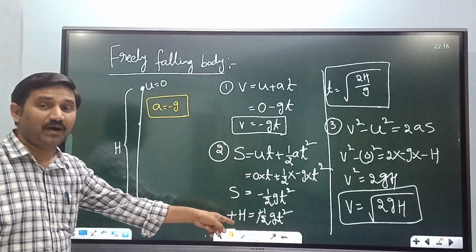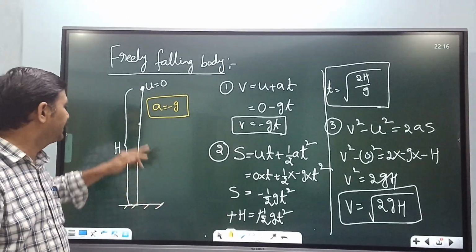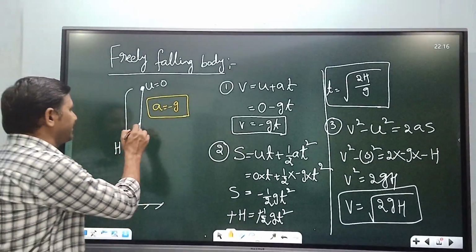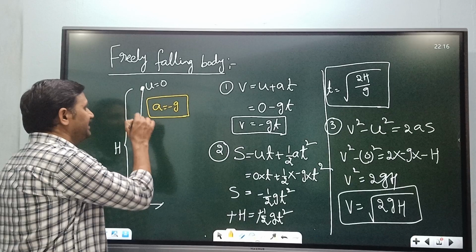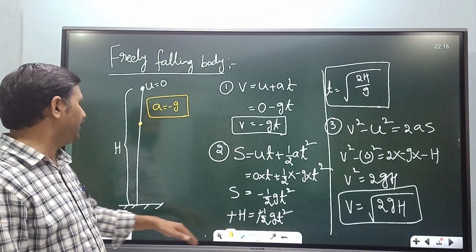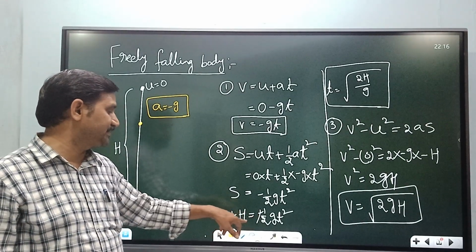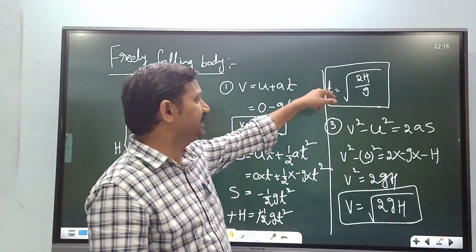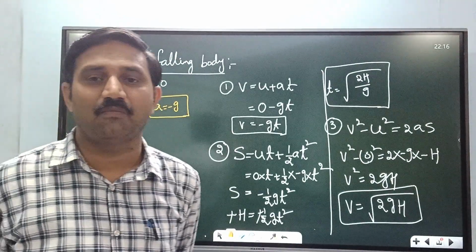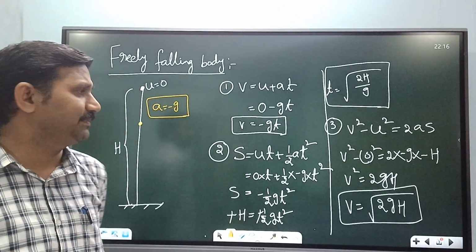If finally the body is on the ground, then s is replaced by minus h. Suppose the body is somewhere here after some time t. Now this displacement is not minus h. Now when the body reaches the ground, s is replaced by minus h, so h is equal to half gt square. Here t is equal to root of 2h by g. What is t? t is the time taken by the body to reach the ground. t is equal to root of 2h by g.